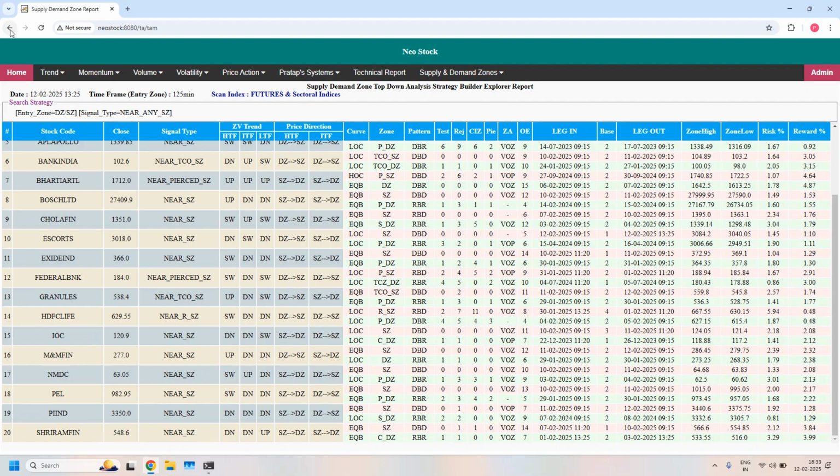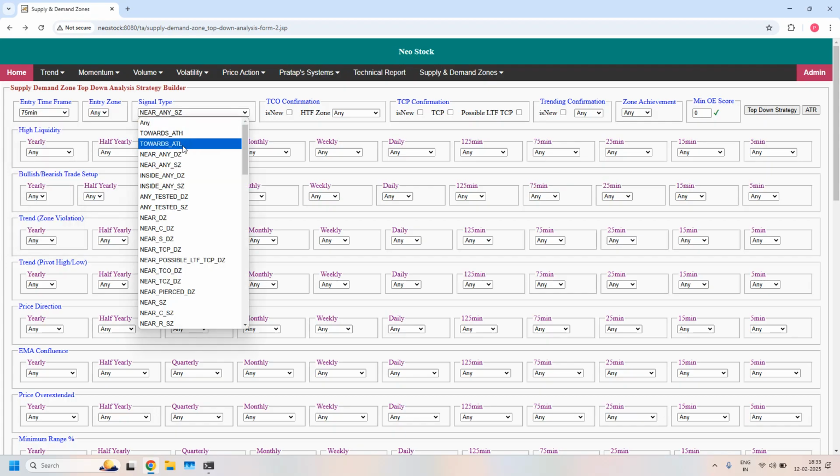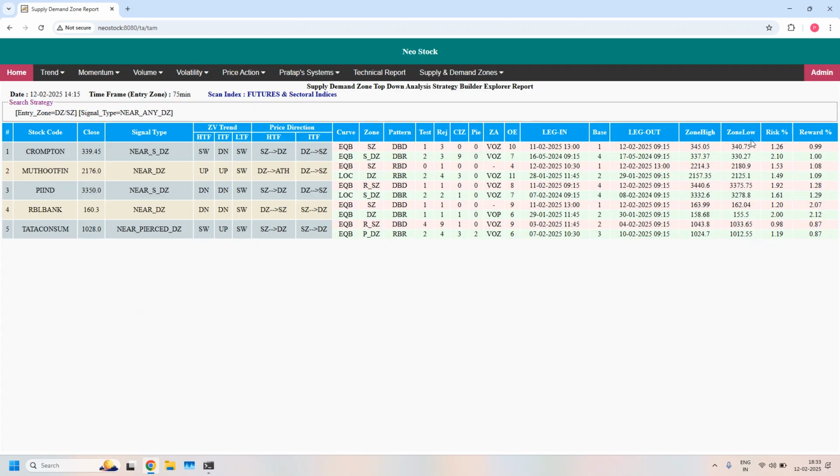Okay. Next time frame is 75 minutes. Stocks near 75 minutes demand zone. We got 5 stocks. Out of these 5, let us identify high liquidity 75 minutes demand zones. Crompton is having a high liquidity zone. PI Industries is having a high liquidity demand zone. That's it. We have identified 2 high liquidity 75 minutes demand zones from this list.